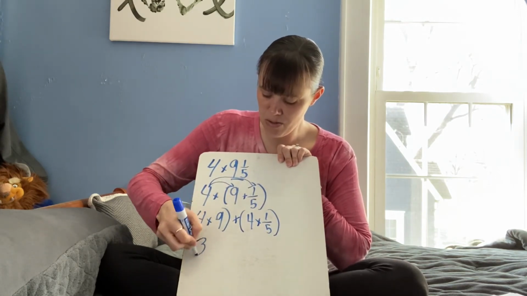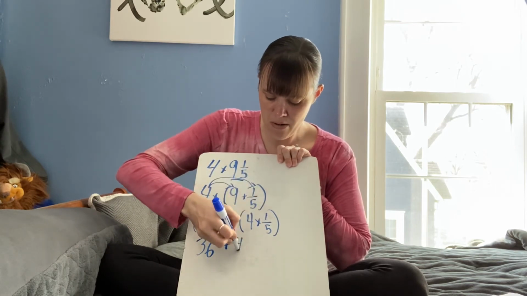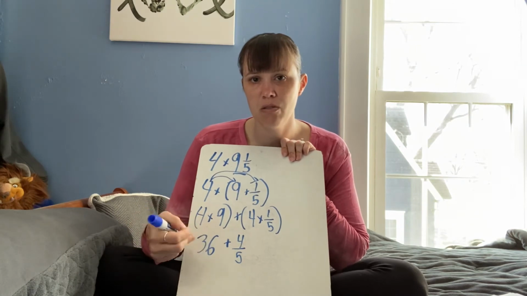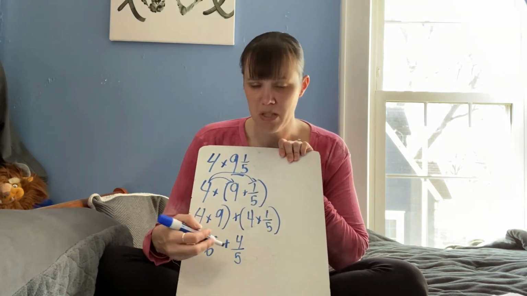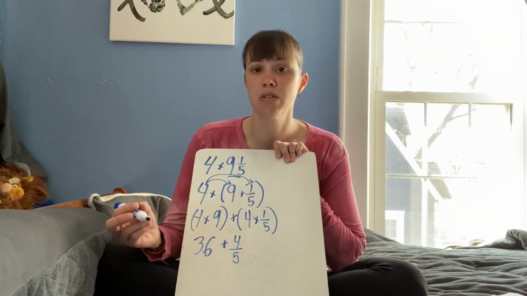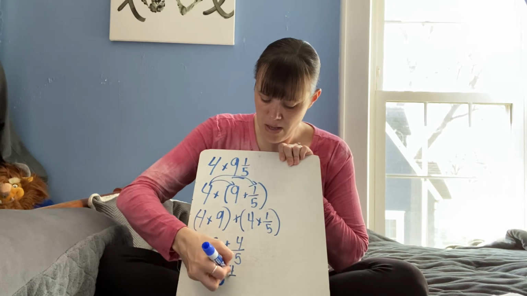4 times 9 is 36 plus 4 times 1 is 4/5. Now if you look at that, boys and girls, we don't have to change that to a mixed number because it's a regular old fraction. Geez, we don't see those anymore, do we? So we just simply have 36 4/5.